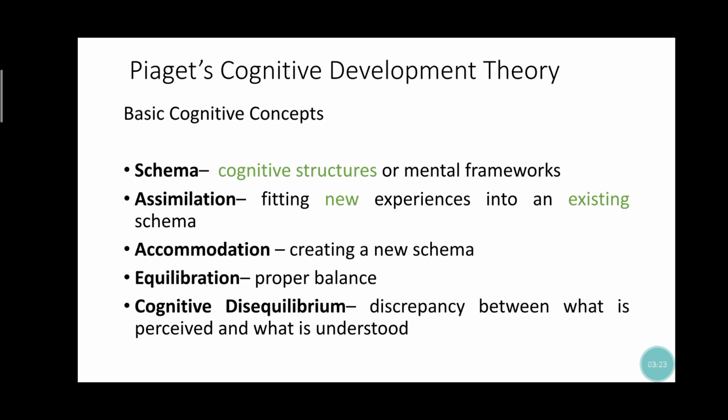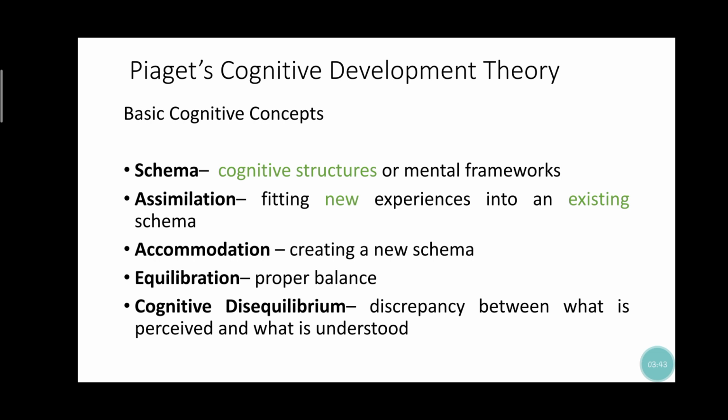Next, we have equilibration. It is the proper balance, a cognitive equilibrium, a state of balance between individuals' mental schemata or frameworks and their environment. Such proper balance occurs when their expectations based on prior knowledge fit with the new knowledge.